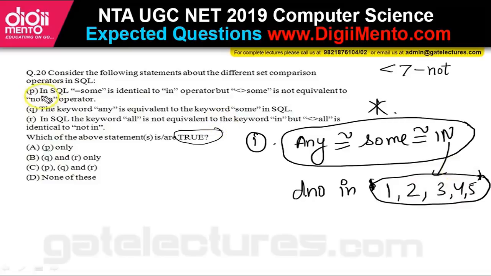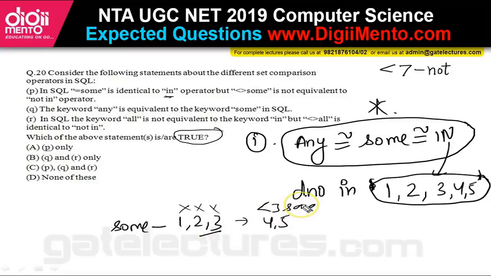The first option says in SQL, = some is identical to in. Yes, true. But not = some is not equivalent to the not in operator. Let's say for some, the values I'm getting are 1, 2, 3. When I say not some, the answer will be 4 and 5, the values which are not some values. It is not equivalent to not in. When I say this is my in operator, not in means all the values except those in this set. If there are values 1, 2, 3, 4, 5, 6, 7, the answer for not in will be 6, 7. I hope you get the point.